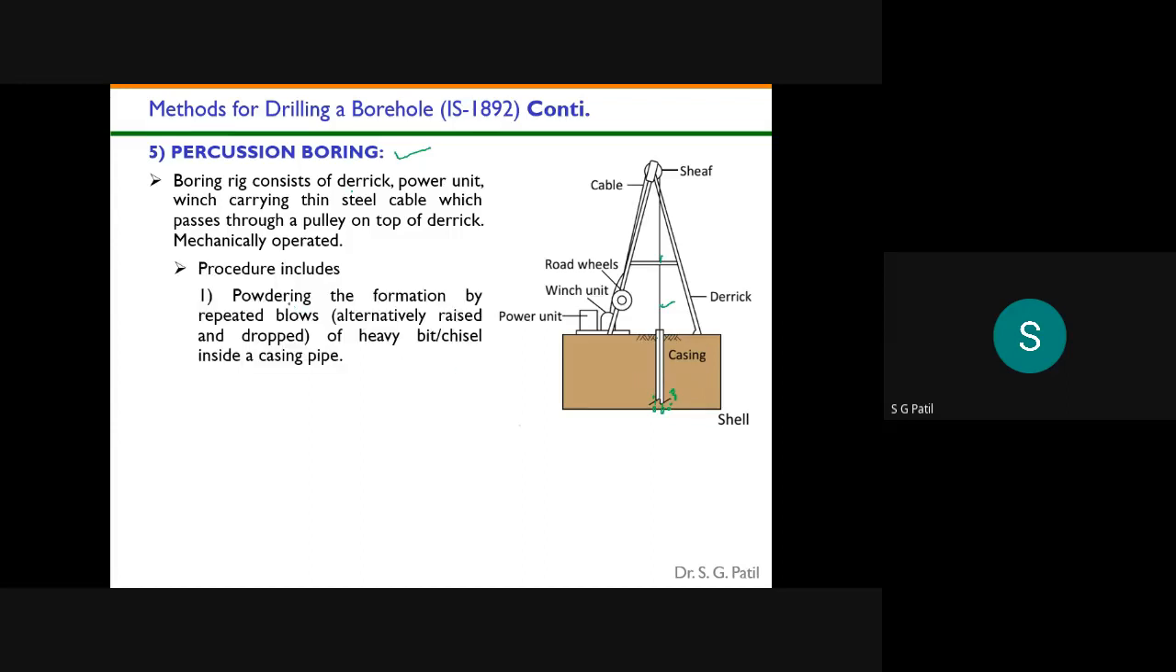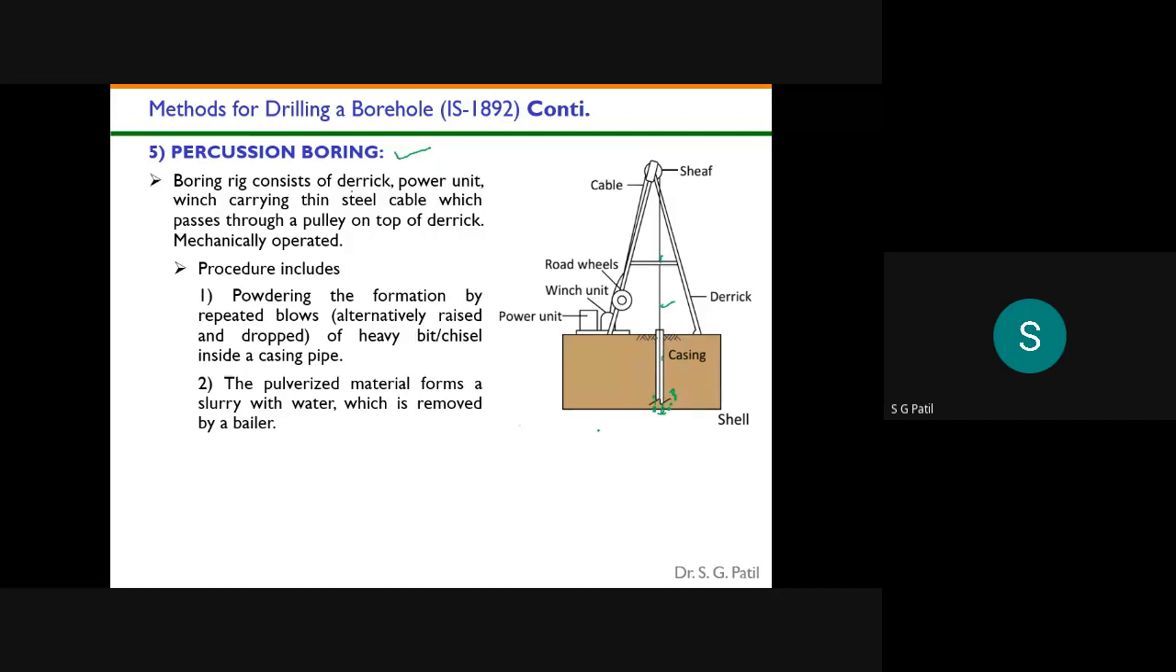What does the procedure include? Powdering the formation by repeated blows, alternately raised and dropped, of a heavy bit or chisel inside the casing pipe. Now you see this is the casing pipe. Once you drive the casing pipe, with this chisel we will raise the chisel and allow it to fall under gravity. Under its weight, whatever formation is there will be crushed and made into powder. The pulverized material forms a slurry with water. Along with this, we will inject some water also.